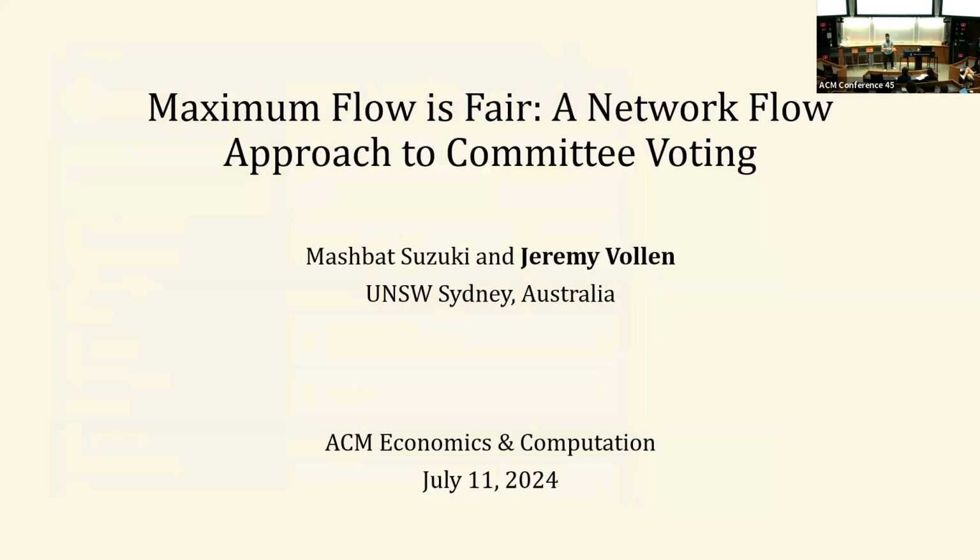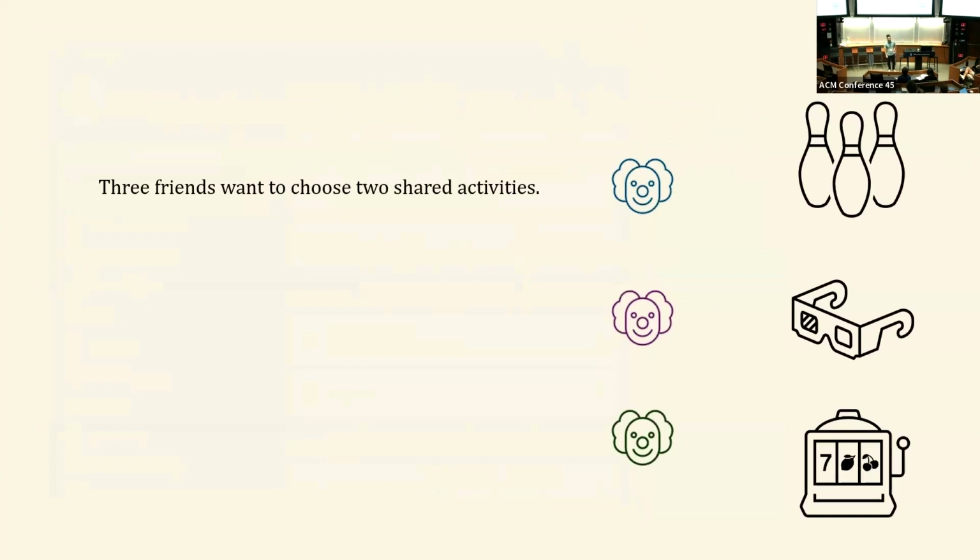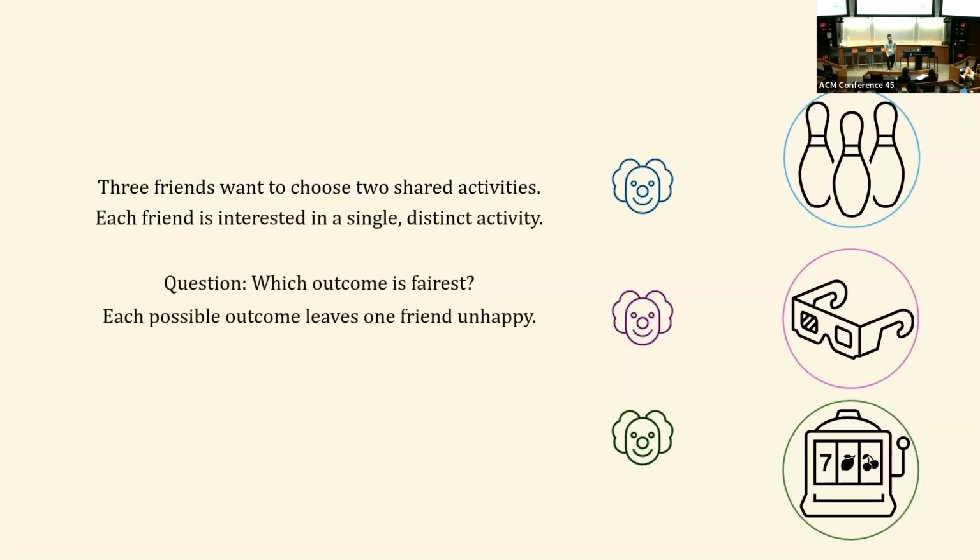Okay, so I'll start off the talk with a little toy example. We have three friends represented here by these clowns. They want to pick two activities that they're going to do together. Let's imagine that each friend is interested in really only one of the activities, and that's represented by the circle corresponding to their color. We want to figure out how we can pick two activities in a fair way. It seems that it's impossible since one friend will be left with no activity that they like, right?